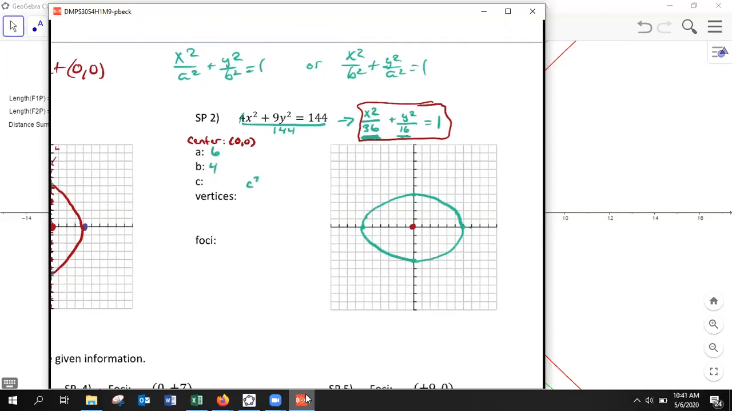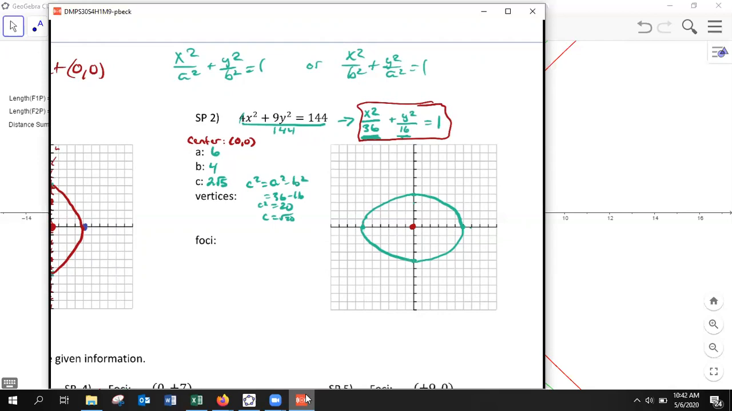And remember, C squared is going to be A squared minus B squared. So 36 minus 16 gives me 20. So our C is the square root of 20, or 2 times the square root of 5. Now, which is going to be more beneficial, square root of 20 or 2 square root of 5? That's going to be up for debate.